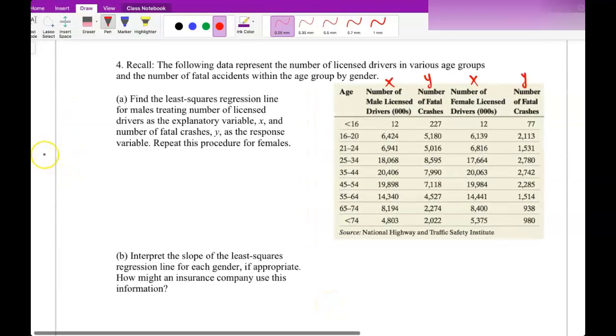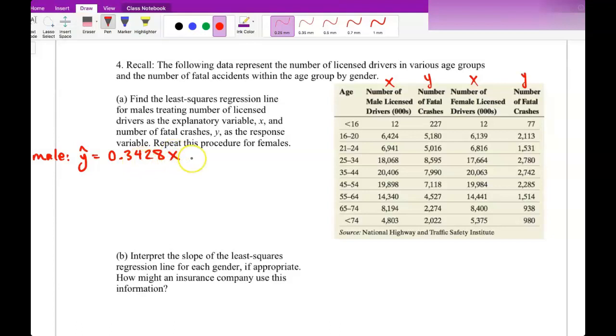Okay, so for males, this is equal to 0.3428. I rounded that. So that was the slope. I'm using equal to. We rounded it, but that's fine. We can use equal to here. So 0.4488. So this was the slope, and here is the y-intercept.